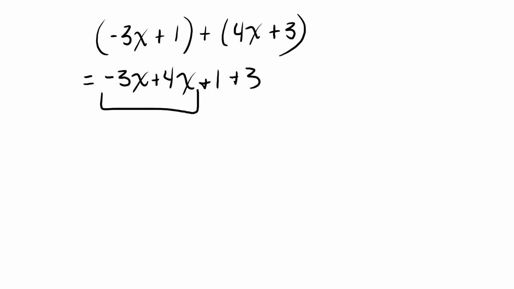Adding the x values together, negative 3 plus 4 is x. And 1 plus 3 is 4. So my final answer, when I'm simplifying, is x plus 4.